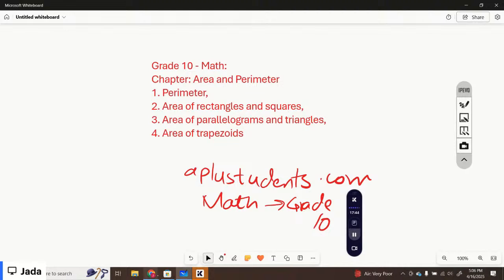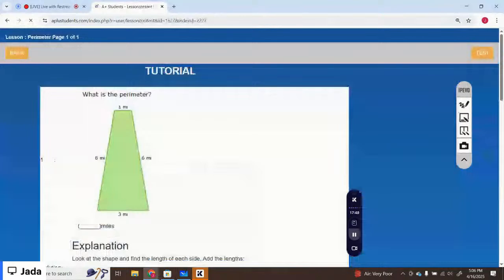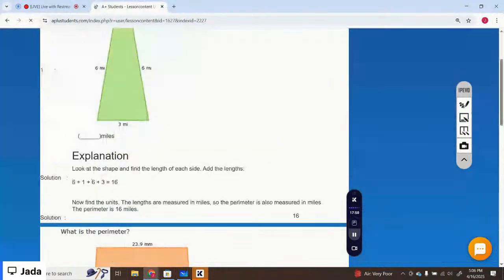I'm going to start with the chapter area and perimeter, grade 10 math. This will start with the lesson: what is the perimeter? We are given the shape with the measurements and we need to calculate the perimeter. When we have to calculate the perimeter, we need to add all the side lengths, right? So perimeter equals the sum of all the side lengths. Just add all the side lengths, that is 16. So the perimeter of the given figure is 16 units. Let's just start with the test questions.